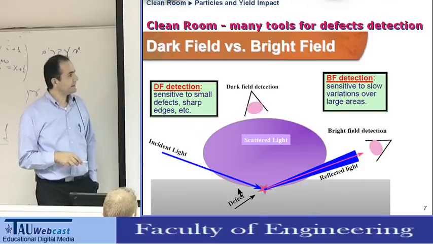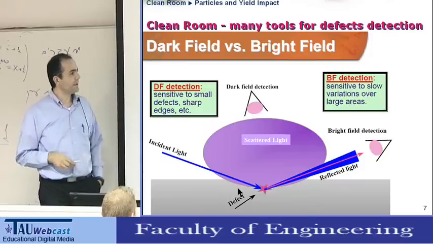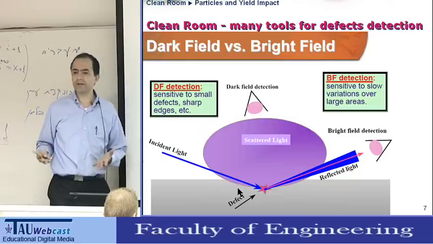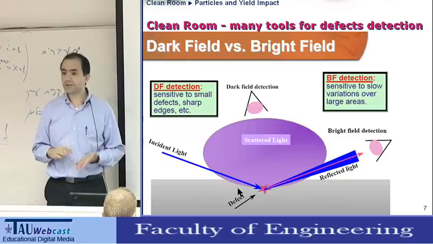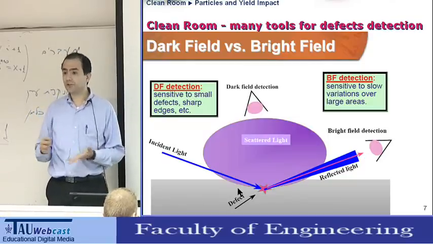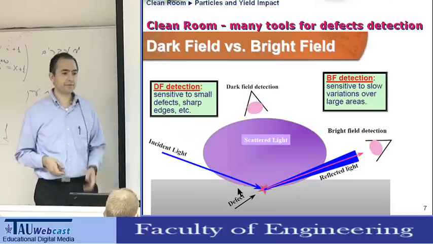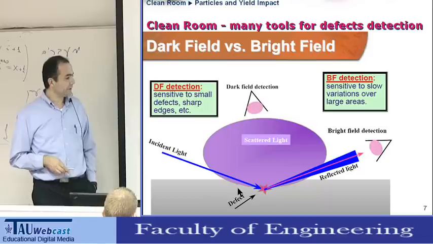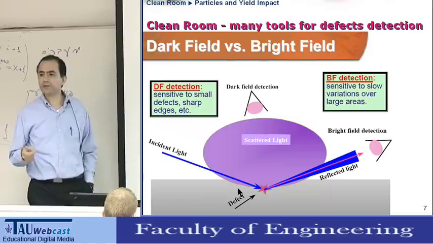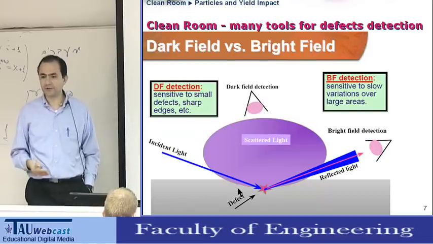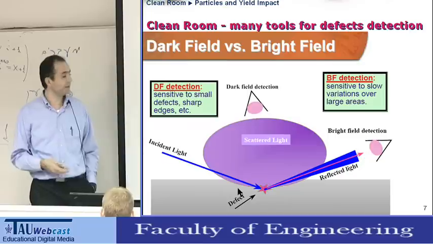And this detection is sensitive to slow variation over large areas, thickness variations, color variations, which are byproduct of thickness variations. We can also get a good picture of what we're looking at because we illuminate it.